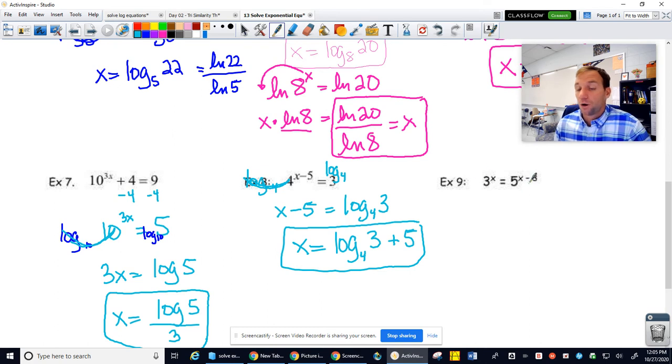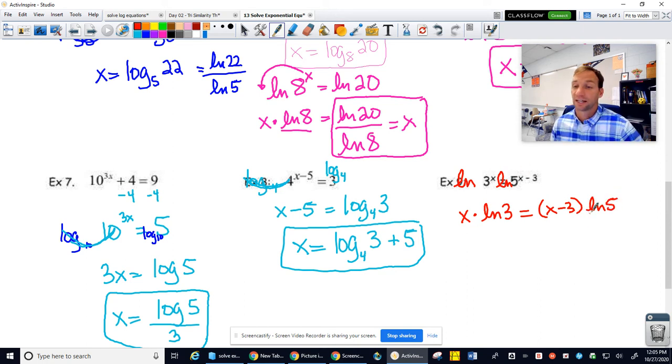Okay. So over here, now it looks like we have a choice. This is a base and this is a base. So you can choose to log base 5 both sides, or you can choose to log base 3 both sides. Now, in this case, it might be more beneficial if we just natural log it. And then you don't have to worry about which one is the base. You just natural log both sides. So that becomes x times the natural log of 3 equals, right, the power comes to the front.